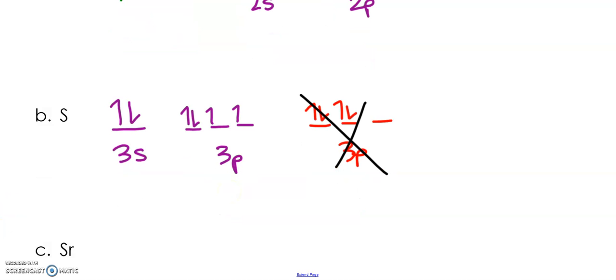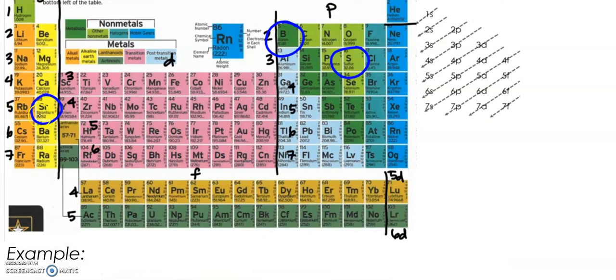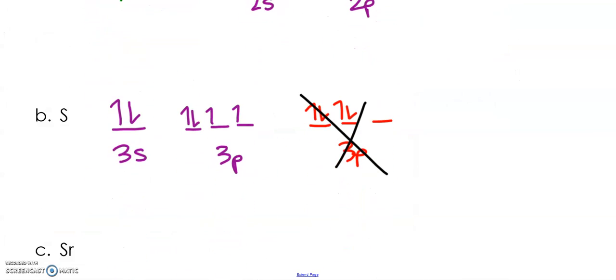All right, let's do one more. Strontium is right here. So we've got 5s, right? Everything below it is 4p, 3d, 4s. So 5 is my highest. So it's 5s2. So I'm going to write 5s. Here's my orbital, 2 electrons. So these are orbital filling diagrams.